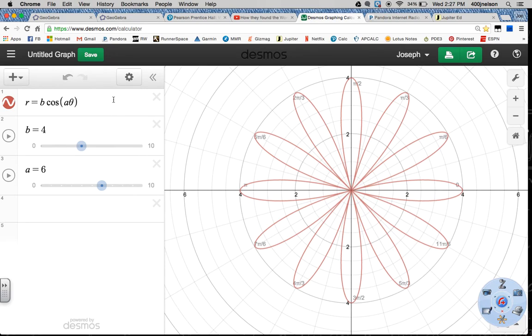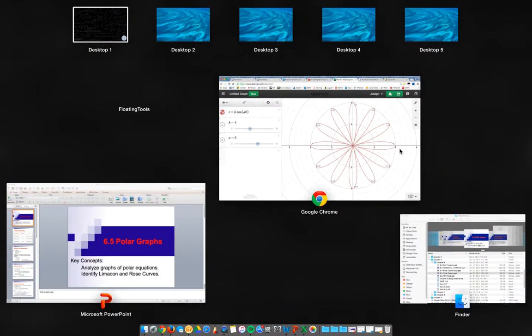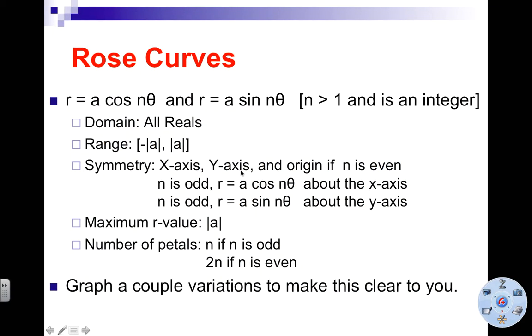Okay, so these are kind of cool functions, I think, or cool equations. They're not technically functions, they're polar equations. But you can tell a lot of stuff just before you even do any graphs. You can tell a lot of things just from this statement right here.